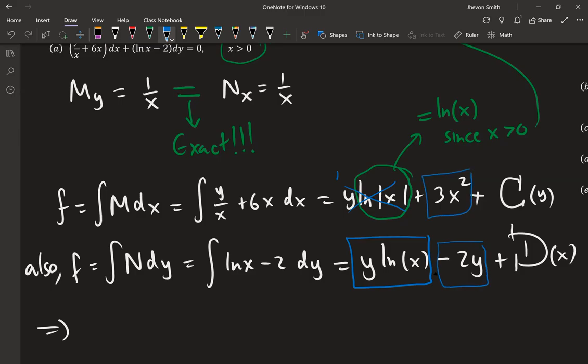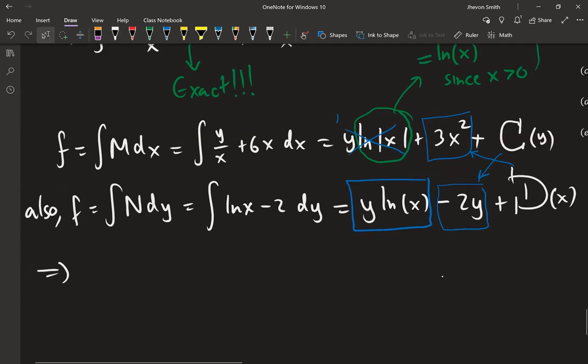So notice here, the c of y in the top line is actually going to contain that minus 2y that you have in the bottom line, which is why I can ignore the c of y, because the guy that's missing in line 1 shows up in line 2. Also notice that the d of x is the missing 3x squared. So the guy that's missing in line 2 is going to show up in line 1. So there are 3 unique functions that appear here. I'm just going to add them all up.